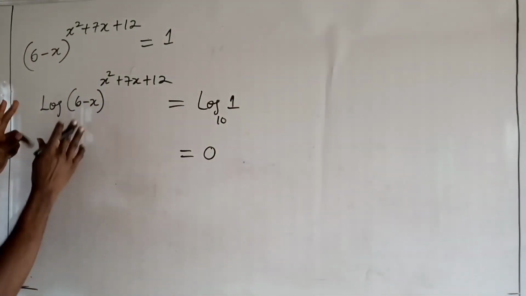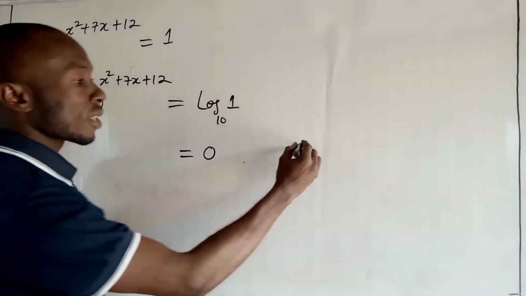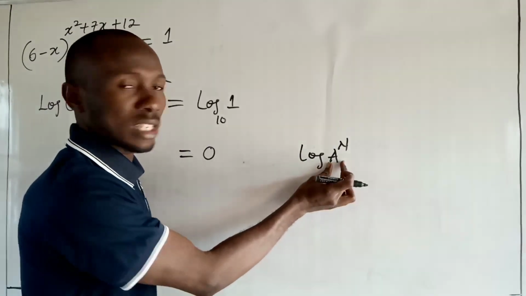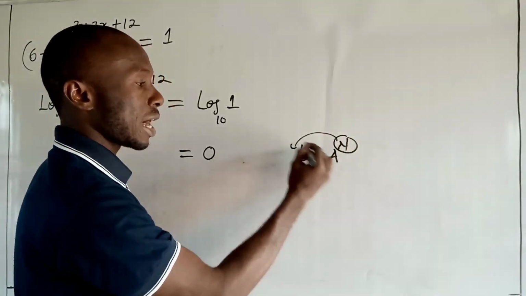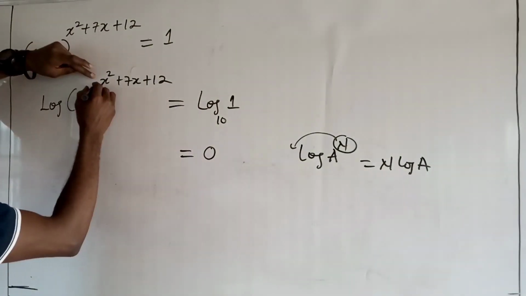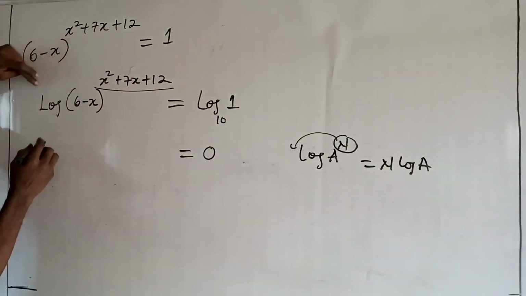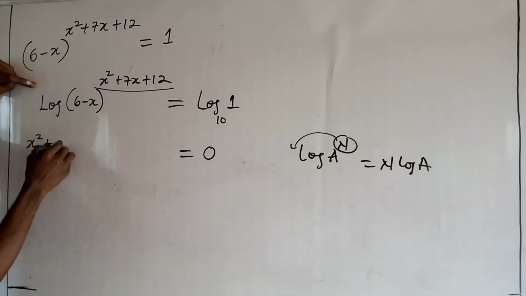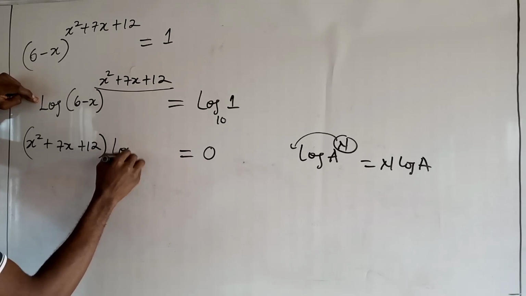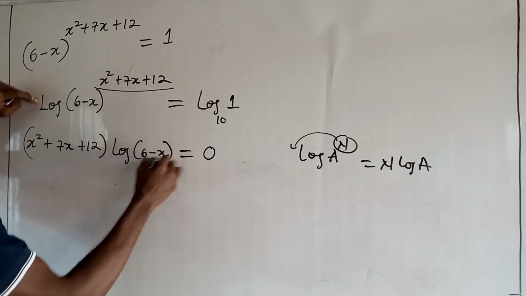Now remember one of the laws of logarithm that says if you have log a to the power n, when the logarithm affects this input, this power is going to fall behind. So you have n log a. So all of these are going to fall behind. So we have x squared plus 7x plus 12, times the logarithm now, log (6 minus x).